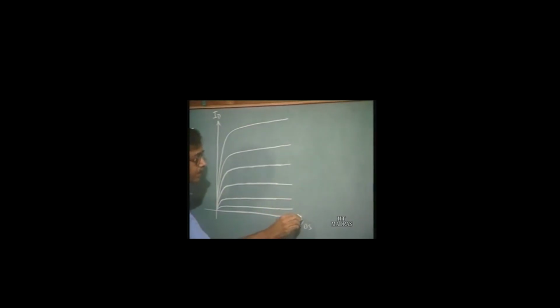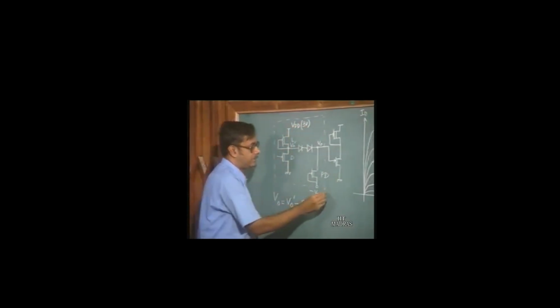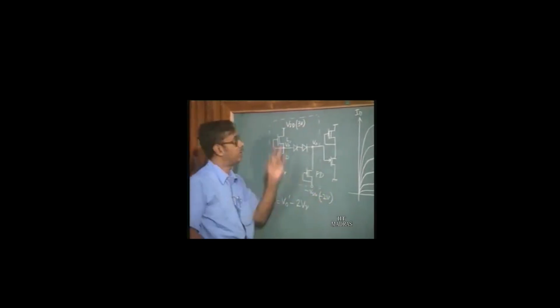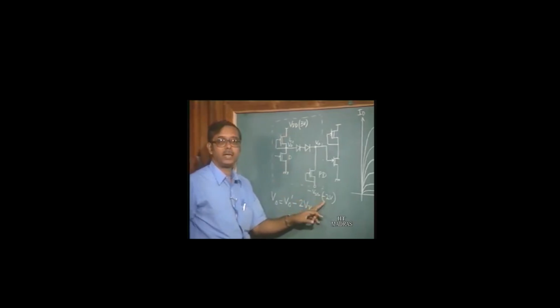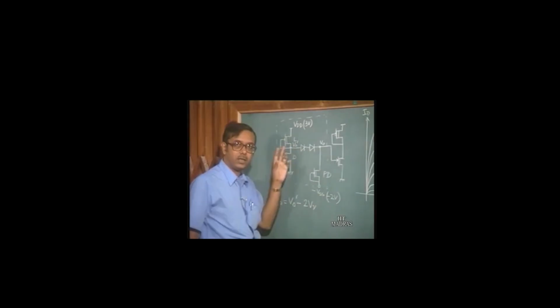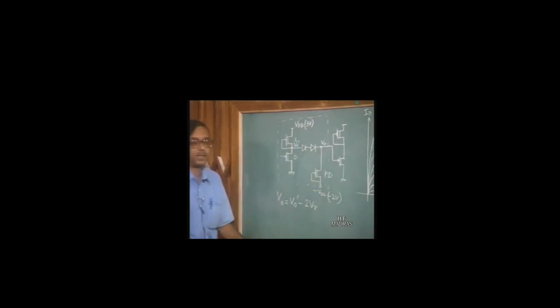Before we go ahead, let us now fix certain values for this device. Let VDD be equal to 3 volts, and let minus VSS be equal to minus 2 volts. So you have a plus 3 volt power supply and a minus 2 volt power supply. All these circuits using only depletion mode devices must have a dual power supply, that is a positive power supply and a negative power supply.